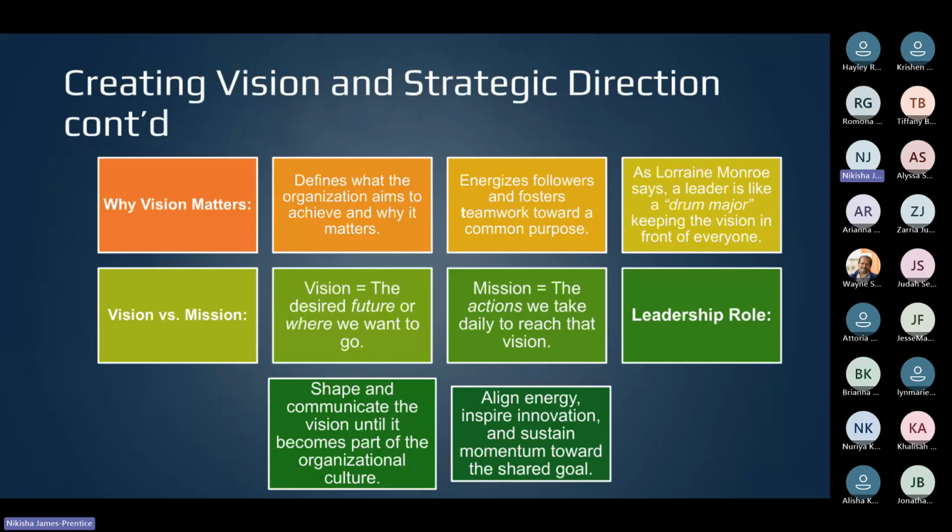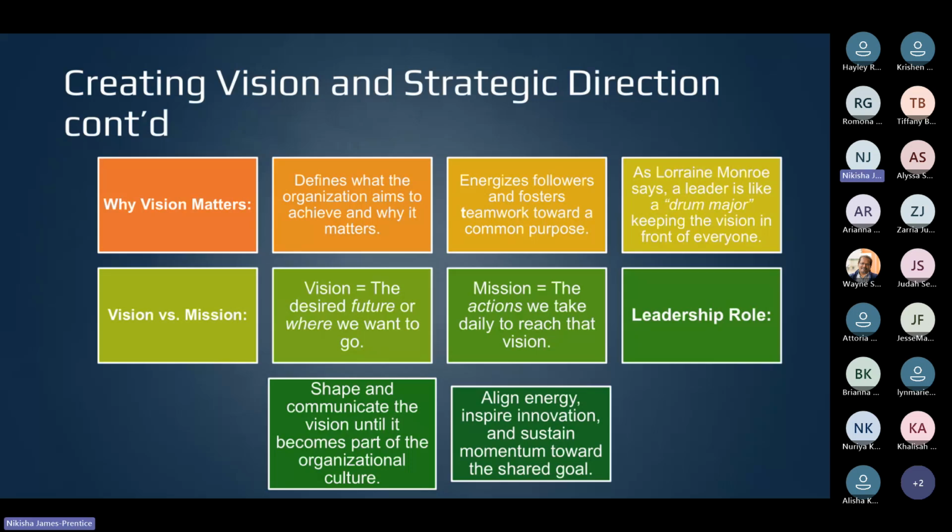It's also important to distinguish between vision and mission, which my colleague will be discussing shortly. The vision describes where the organization wants to go, the desired future, while the mission defines what the organization does every day to reach that vision. For example, Rutan's vision was to make space travel routine, while his mission involved building and testing innovative aircraft technologies to make it possible.